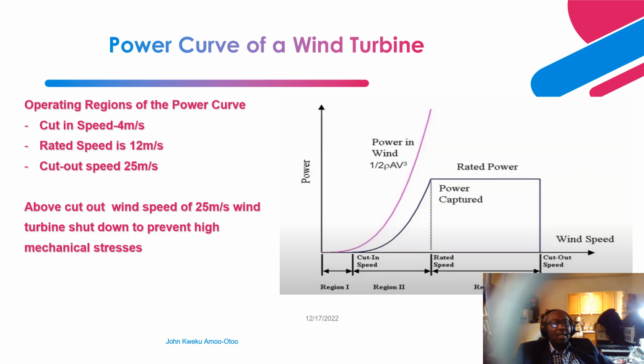At times we have wind gusts, and sometimes you don't want the wind turbines to be exposed to this high wind. These wind gusts can range between 20 to 25 meters per second. So the other portion of this power curve is called cutoff speed. That is the point that shuts down the wind turbine, to avoid excessive mechanical stresses and damage to the wind turbine.